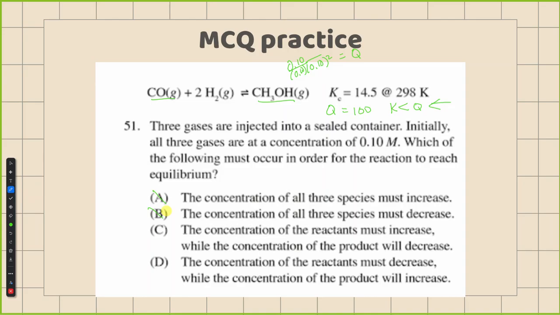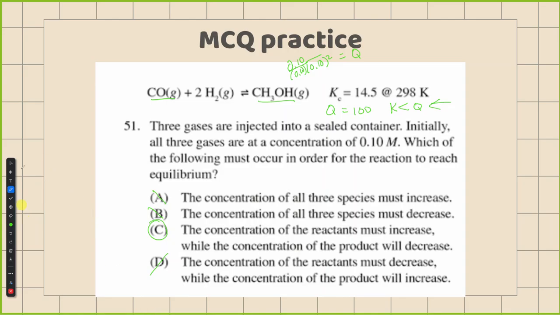But the concentration of the reactants must increase while the product will decrease. I'm going to go with C for now, but I'm going to read the last one just in case. So it's opposite. Yeah, so it's got to be C, since it's got to shift left to get to equilibrium. Remember, when you're given initial concentrations with everything, you have to do a Q problem.